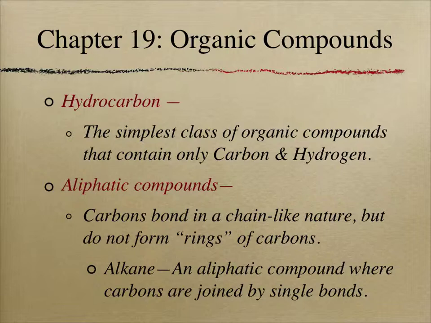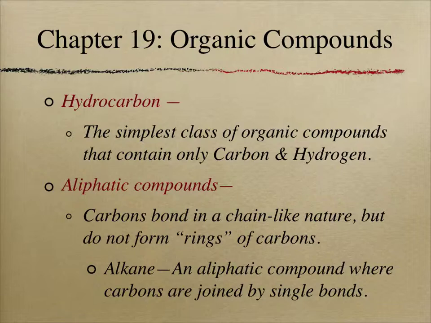Something is considered to be organic if it's a hydrocarbon, the simplest class of organic compounds that contain only carbon and hydrogen. So basically hydrocarbons have carbons and hydrogen. Organic chemistry in general is the chemistry of carbon because organic beings and compounds have to involve carbon. We are organic as human beings and we are composed of carbon. So aliphatic compounds are carbons that are found in a chain-like nature, but they don't form rings. So we're not going to deal with rings of carbons. Those are known as aromatic, and we don't have to worry about that. So we're not going to get into benzene rings, as they're called, just chains of carbons.